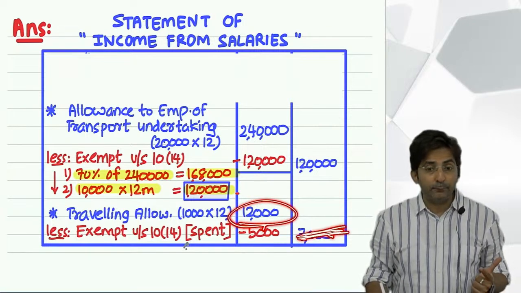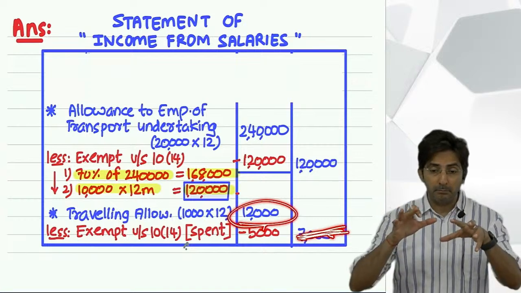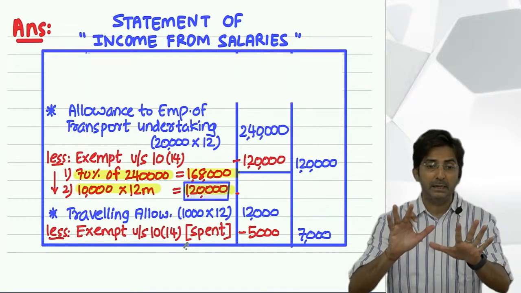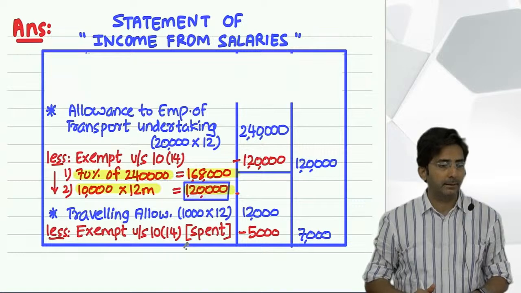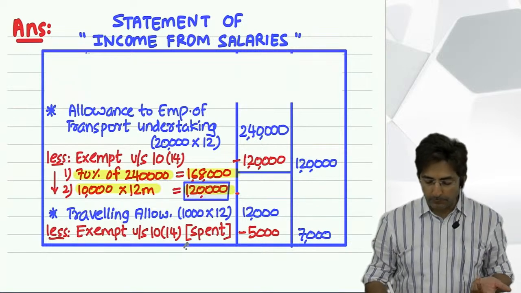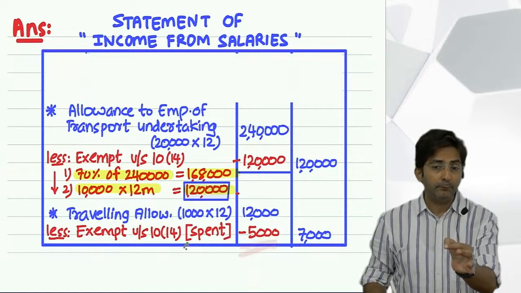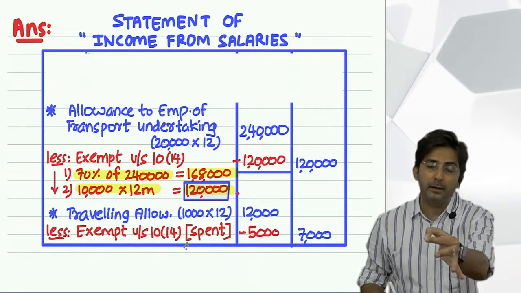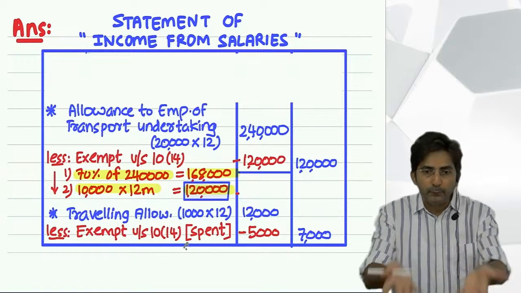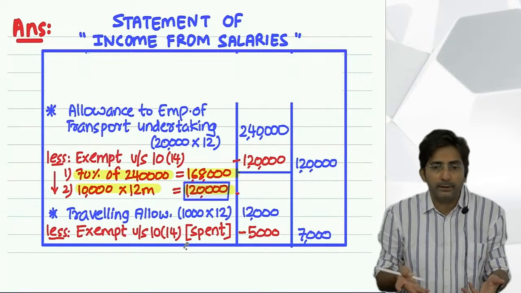Because in real life, spent amount means the maximum exempt amount is the amount spent. So if your spent amount is 15,000, you cannot make it negative. Because in real life, take it on you: if you have spent a little more, you are going to recover it from your boss.